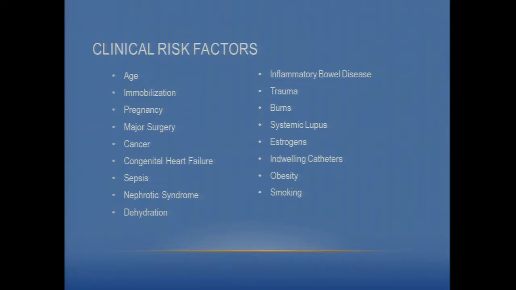thrombosis. The nephrotic syndrome, we lose valuable anticoagulant proteins in the urine in this case and become prothrombotic. Connective tissue disease such as lupus, estrogens, commonly in the form of estrogen-containing oral contraceptive pills. Indwelling catheters, for sure. They damage our vascular endothelium. They disrupt blood flow. They often cause thrombosis. And then lifestyle risk factors such as obesity and smoking also contribute.